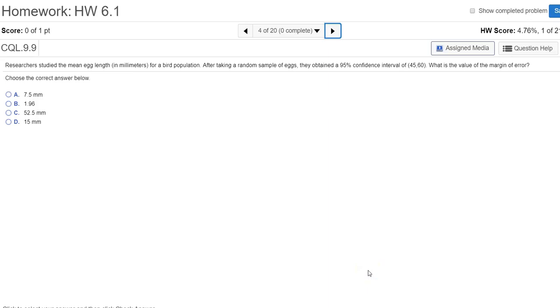Today we're going to be talking about chapter 6.1, which is confidence intervals and margin of error. Okay, so we are on section 6.1, problem number 4.